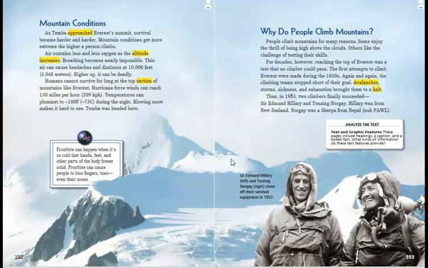People climb mountains for many reasons. Some enjoy the thrill of being high above the clouds. Others like the challenge of testing their skills. For decades, however, reaching the top of Everest was a test that no climber could pass. The first attempts to climb Everest were made during the 1920s. Again and again, the climbing teams stopped short of their goal. Why do you think that is? Why do you think they never made it? Let's keep reading.